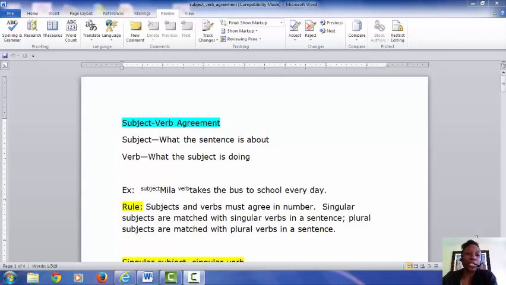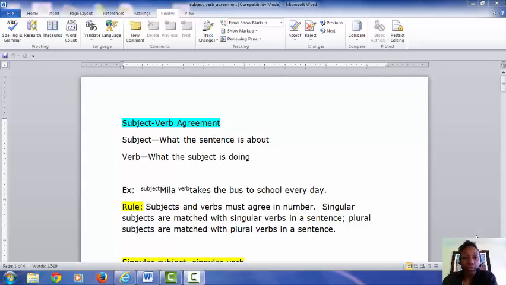Hello class, today we're going to learn about subject-verb agreement. As a review, a subject is what the sentence is about. That's what you should ask yourself because not all subjects are nouns, although most subjects are nouns, but not all of them. So to find the subject of a sentence, you should ask, what is the sentence about?